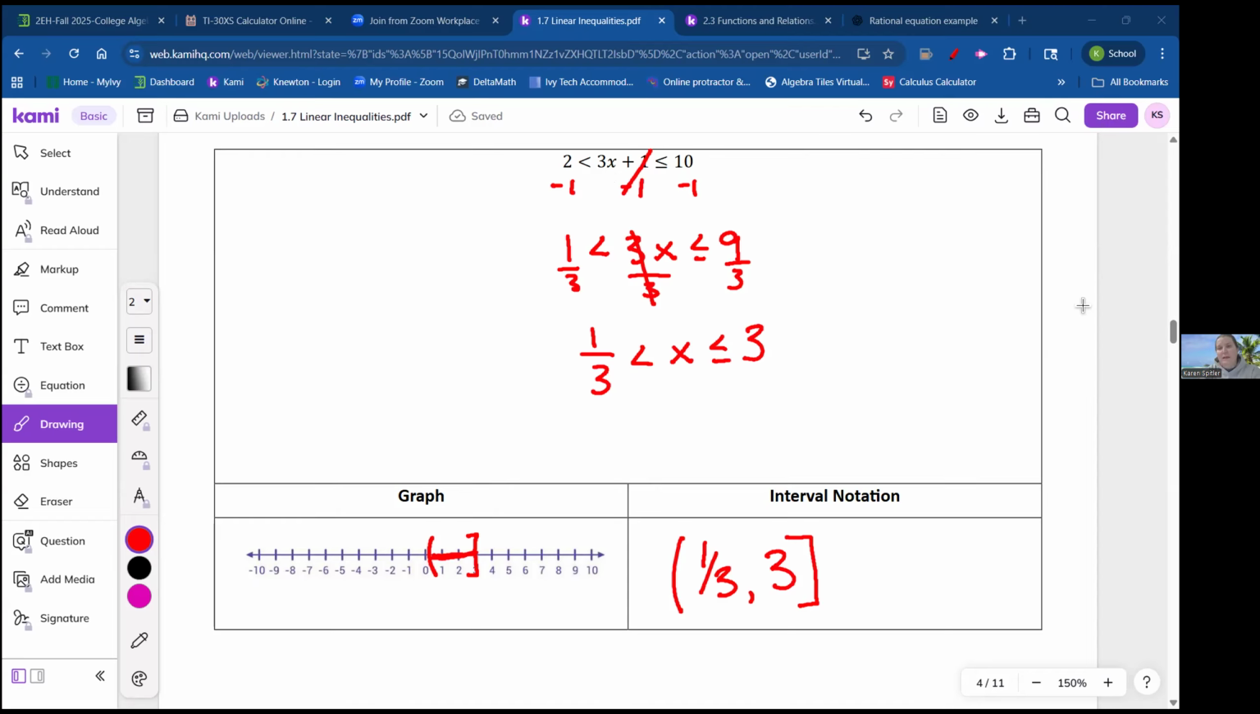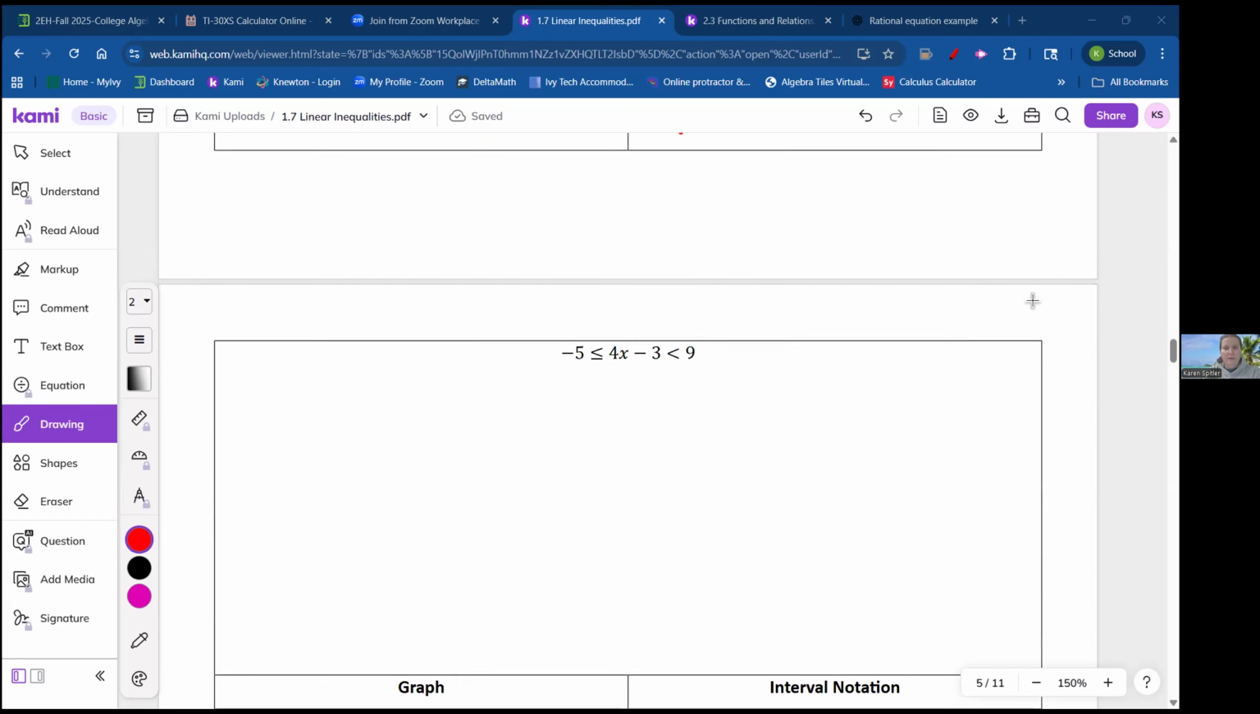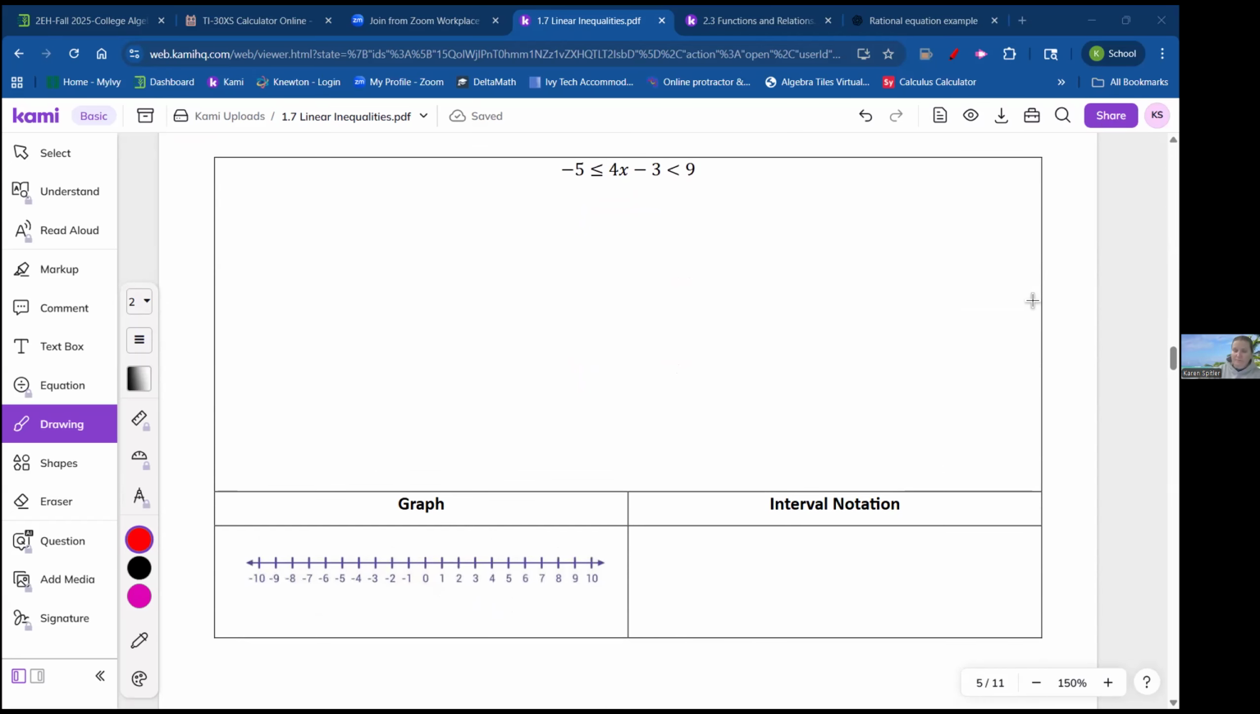All right. Any other questions on the red problem here? Okay. All right, let's do another one.